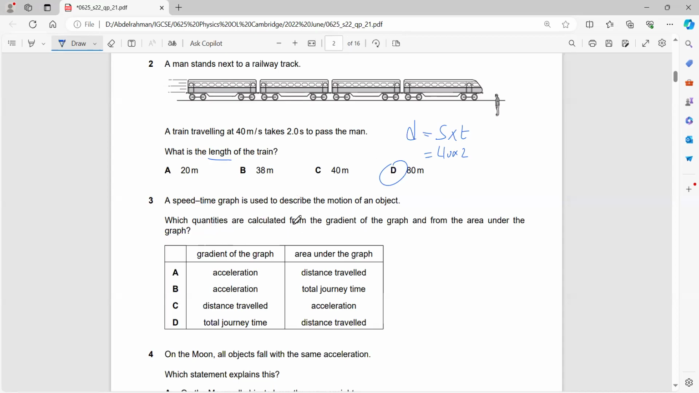Speed time graph is used to describe the motion. Which quantities are calculated from the gradient and from the area under the graph? The gradient in the speed time graph is the acceleration. The area under the graph is the distance traveled.